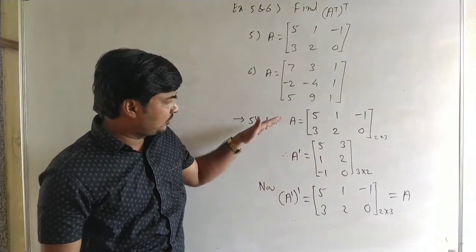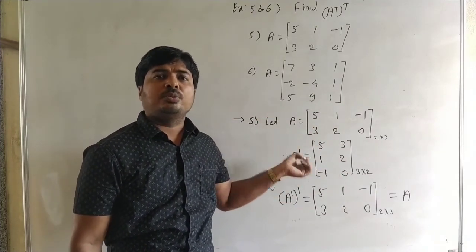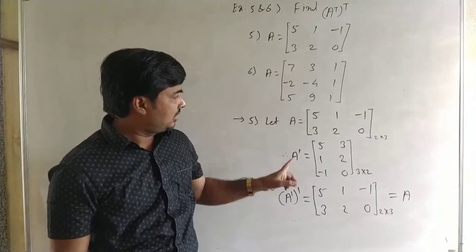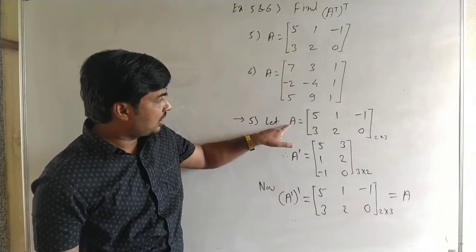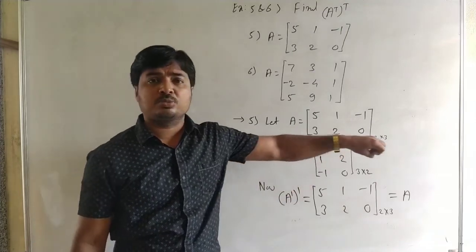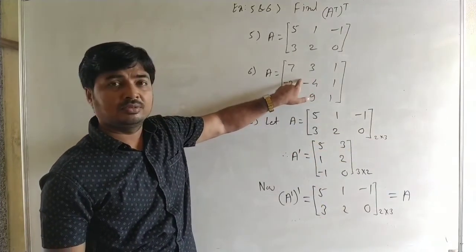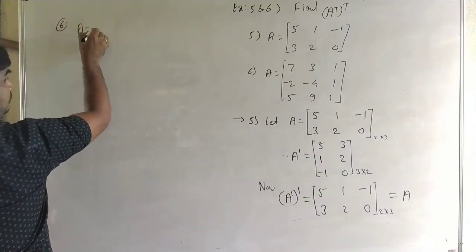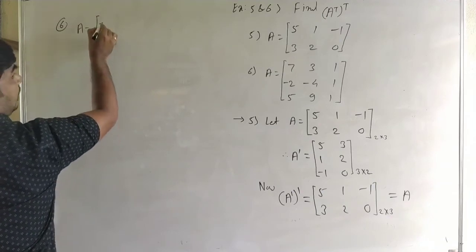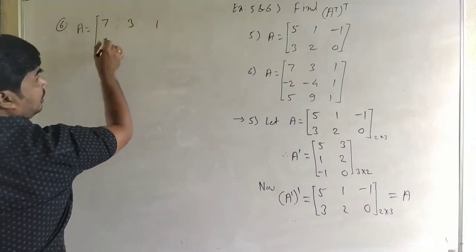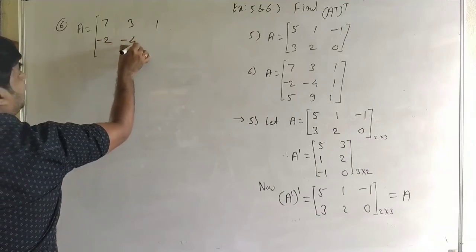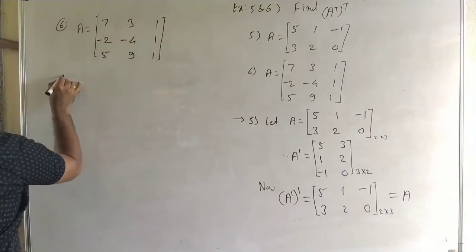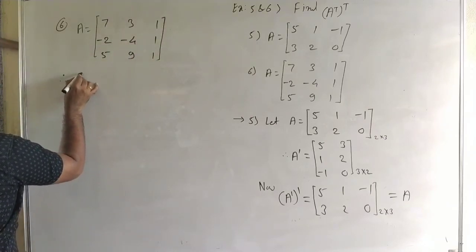Here we can see the properties of the transpose of a matrix. All properties in the next lecture in this chapter. Here first we see only one example, A transpose of transpose is equal to A, and same for this. Here for the sixth example, A is 7, 3, 1, minus 2, minus 4, 1, 5, 9 and 1. First we transpose. The notation is a dash or a T.